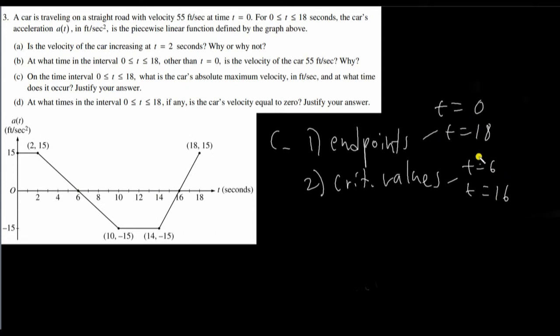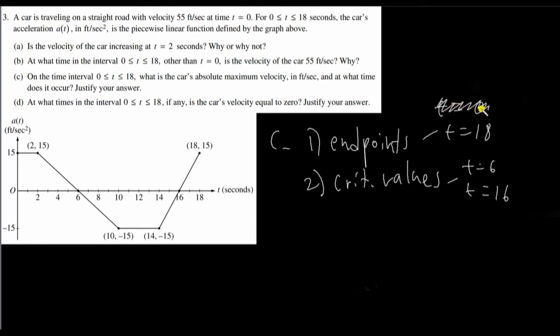So these are the 4 possible values for the absolute maximum, and let's see if we can eliminate one of these. At 0, the velocity is 55, but notice that the net area is positive from 0 to 6, so the velocity is increasing from 0 to 6. So at some point the velocity is greater than 55, so t equals 0 can't be it.